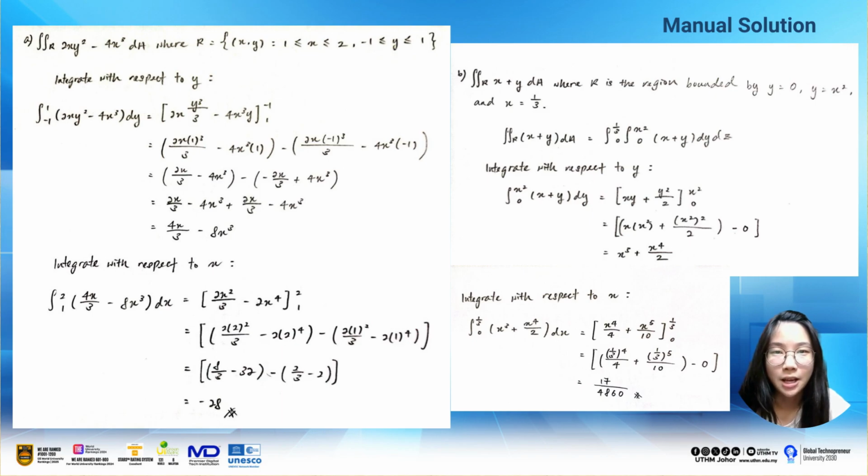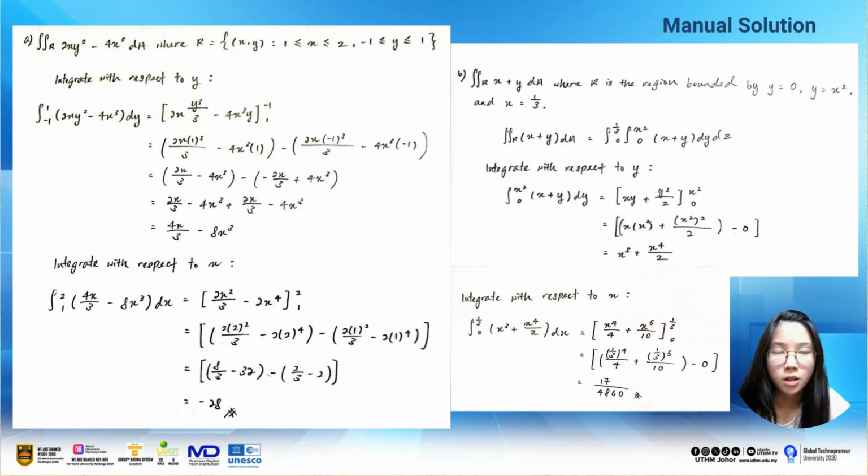For question 1a, we are asked to calculate the double integral of the function 2xy squared minus 4x cubed over a rectangular region R. Since the boundaries are constant, with x ranging from 1 to 2 and y ranging from -1 to 1, the integration order is quite straightforward. I choose to integrate with respect to y first, considering x as a constant. After substituting the limits and performing the final integration with respect to x, we get the final answer of -28.